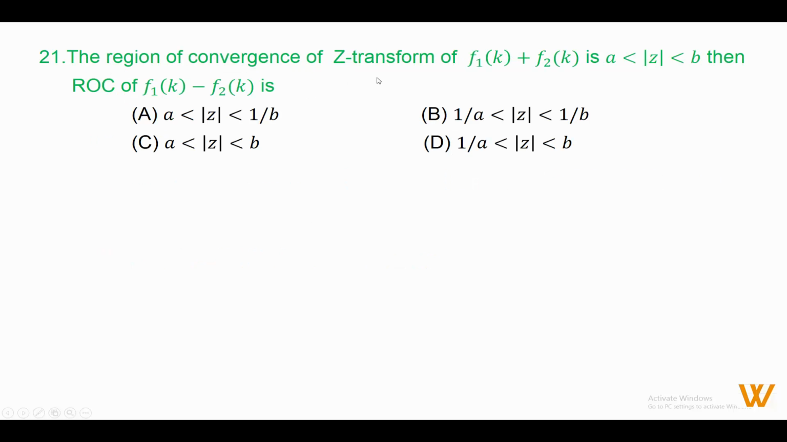21. The region of convergence of Z transform of f1(k) plus f2(k) is A less than mod Z less than B. Then region of convergence of f1(k) minus f2(k), the difference of these two sequences, has the same region of convergence, A less than mod Z less than B, means answer is C option, A less than mod Z less than B.